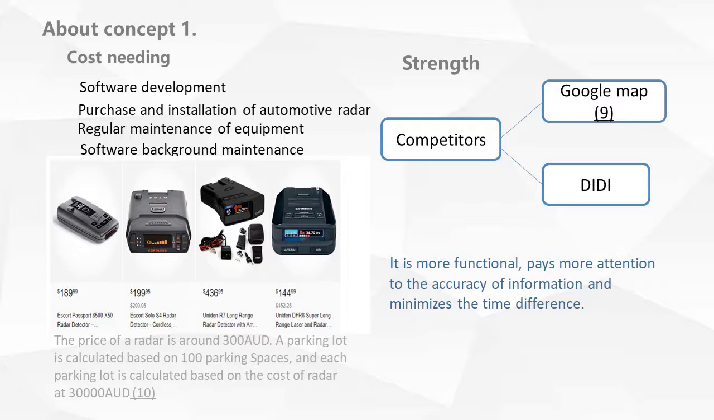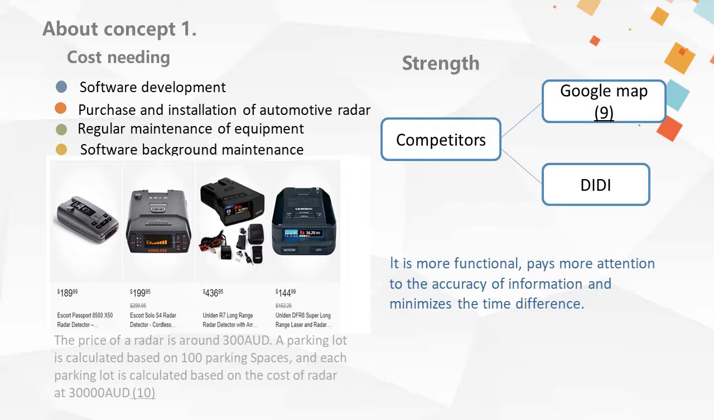Parking radar does not require messengers and counters at every entry, but still requires regular maintenance. According to the price of Amazon car radar, we can estimate that the price of a radar is around $300. A parking lot is calculated based on 100 parking spaces, so the cost of radar is $30,000 per parking lot. Fortunately, as with the bus radar, TransLink radar requirements could be used to reduce costs.